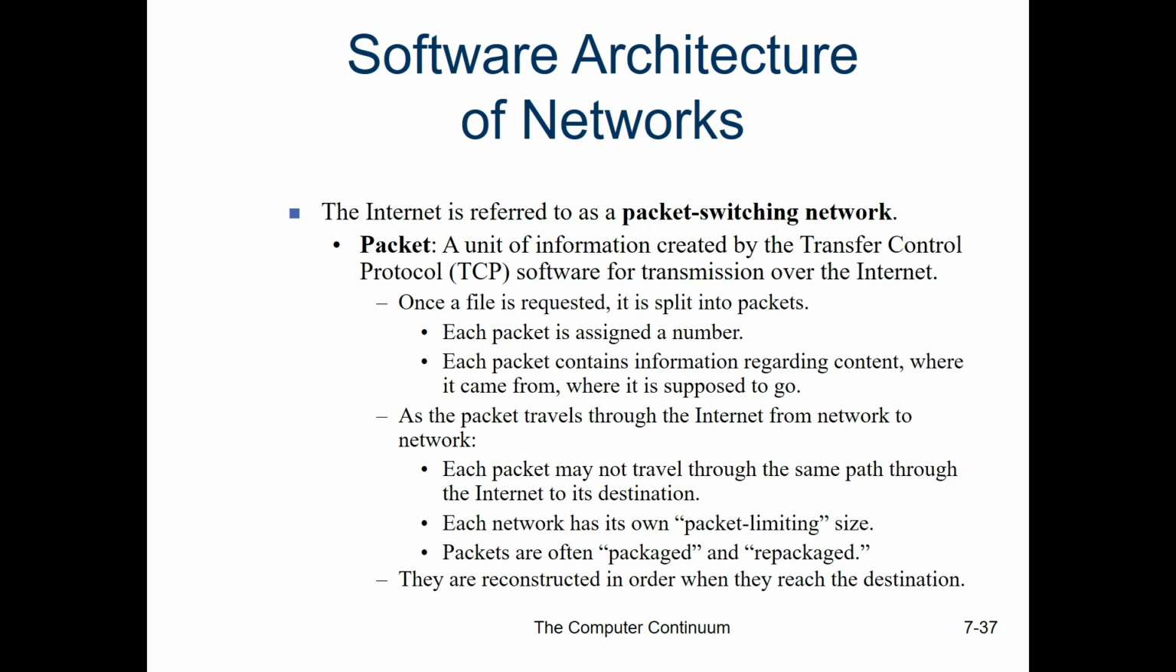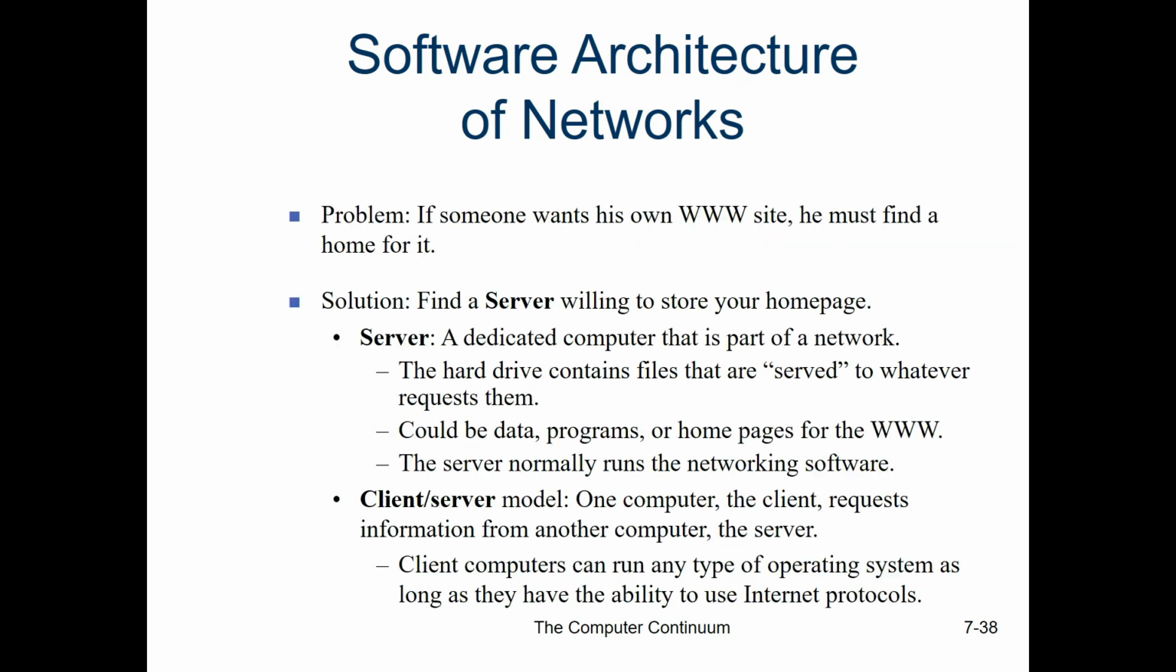As the packets travel from the network through the internet, each packet may not travel through the same path to its destination. Each network has its own packet size limit, so packets are often packaged and repackaged. They are reconstructed in order when they reach their destination. So that's how the communication works. You will get a detailed idea about this in your later courses. I'll just try to give you an overview of how this works.